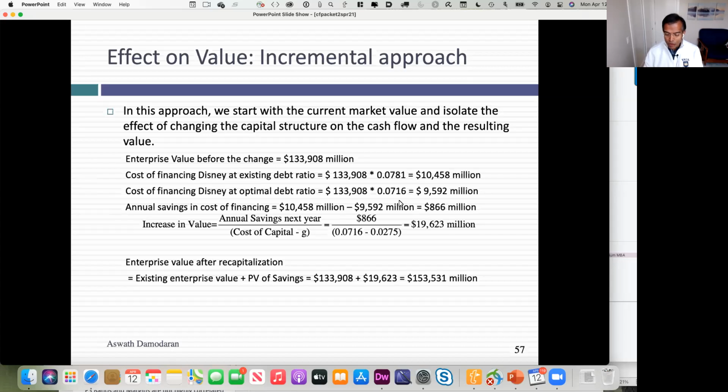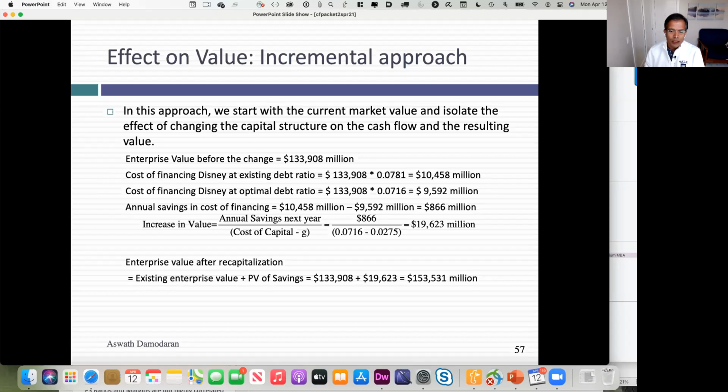If I go to my new debt ratio and a lower cost of capital, that annual cost drops to 9,592. So all I've done is change the cost of capital. It saves me $866 million a year. This is permanent. I'm going to have these savings every year in perpetuity. And if I use the risk-free rate as my growth rate, the increase in value that I get for Disney as a company is $19.6 billion. That's a 65 basis point change in the cost of capital, and it increases my value at Disney by 19.6 billion.